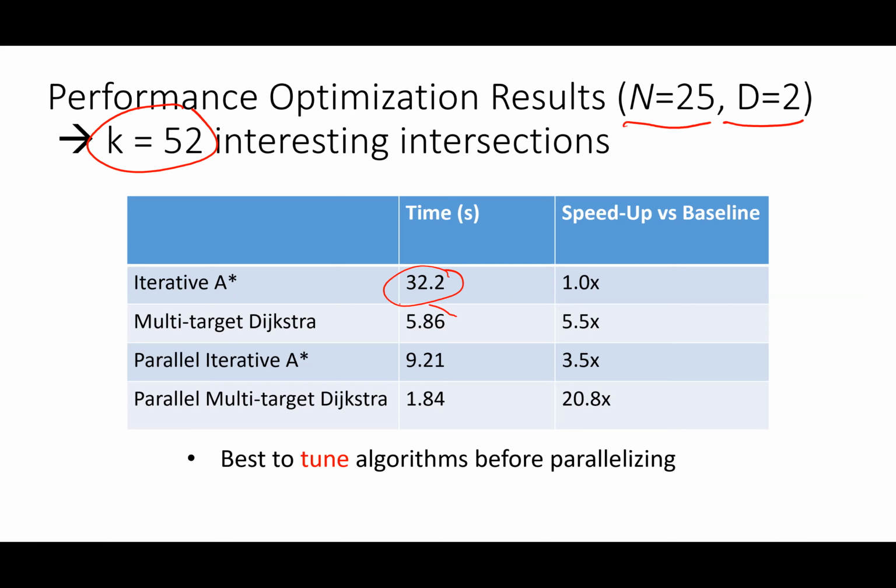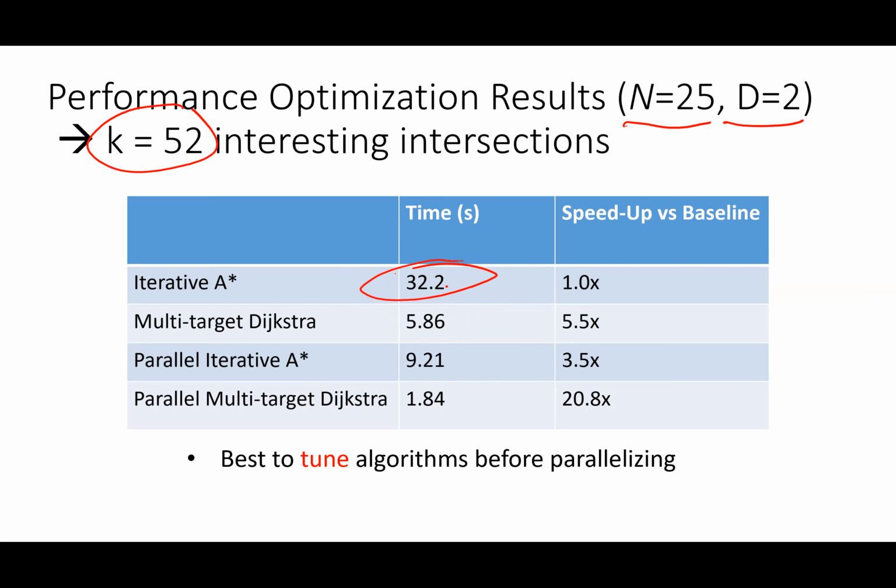If I change that to that multi-target Dijkstra, instead of invoking the algorithm 52 squared times, I only invoke it 52 times, and I get a big speed up. So it goes down to 5 point something seconds. And the speed up is just the ratio of these two runtimes, which is 5.5x. So that's pretty good.